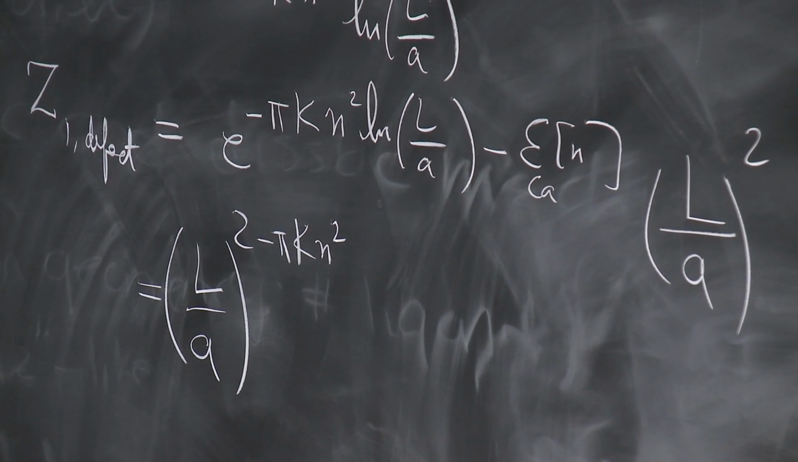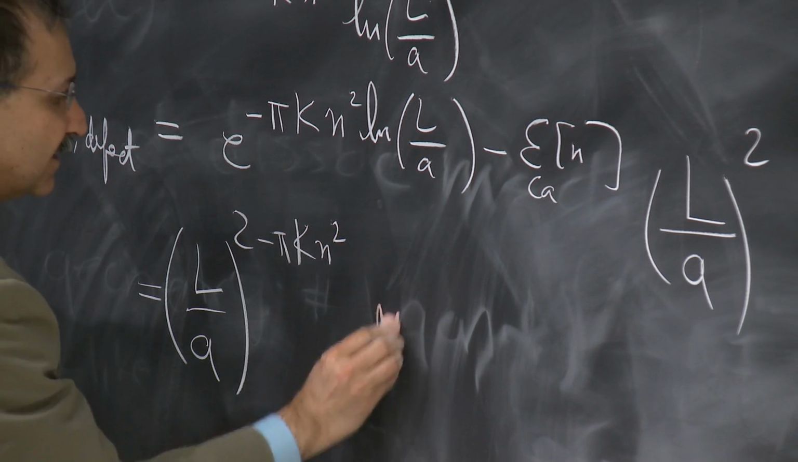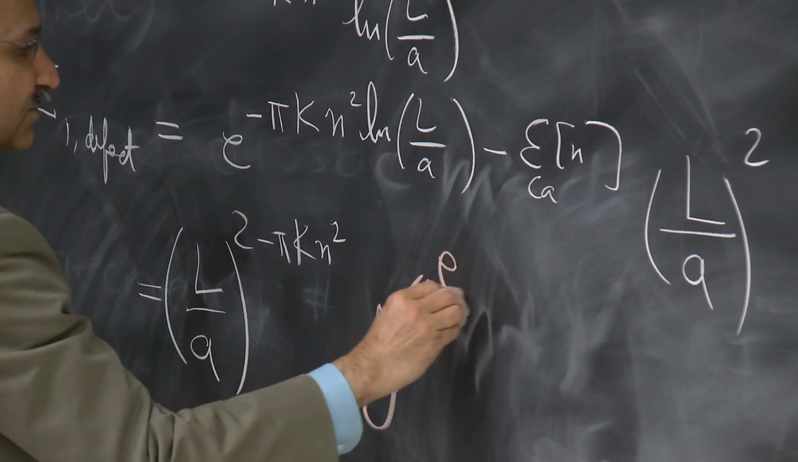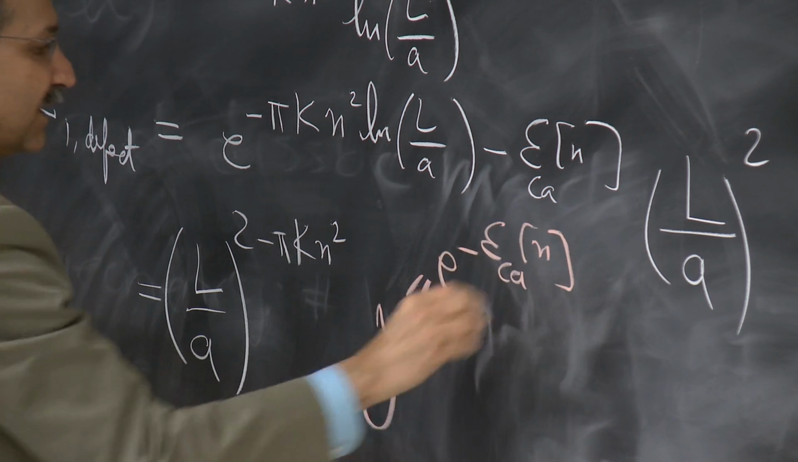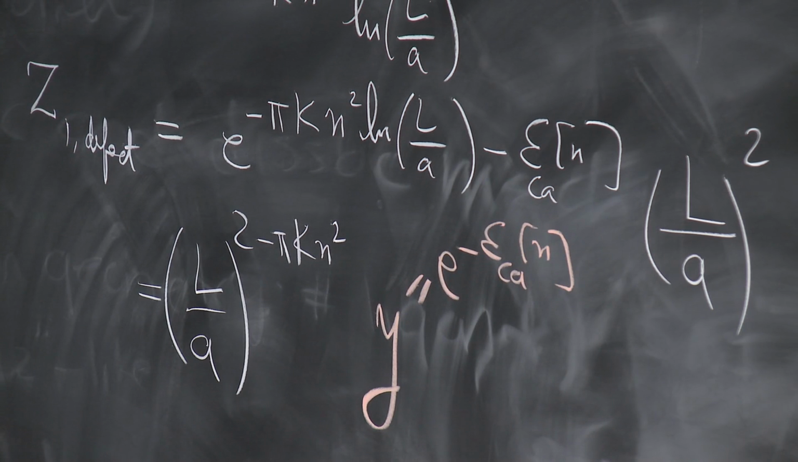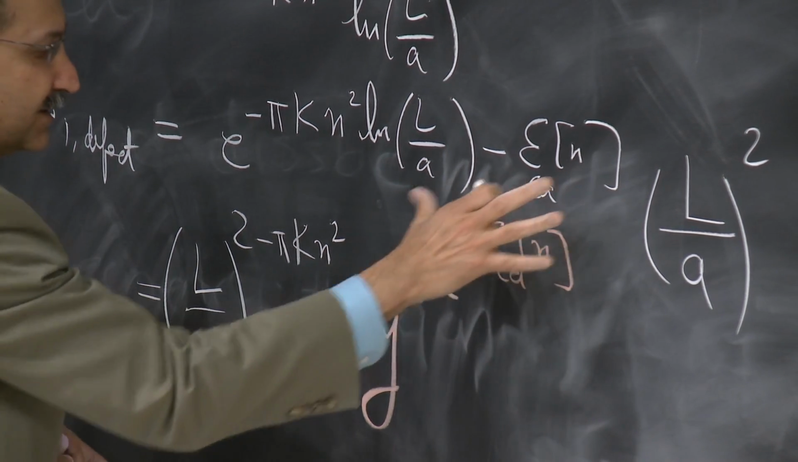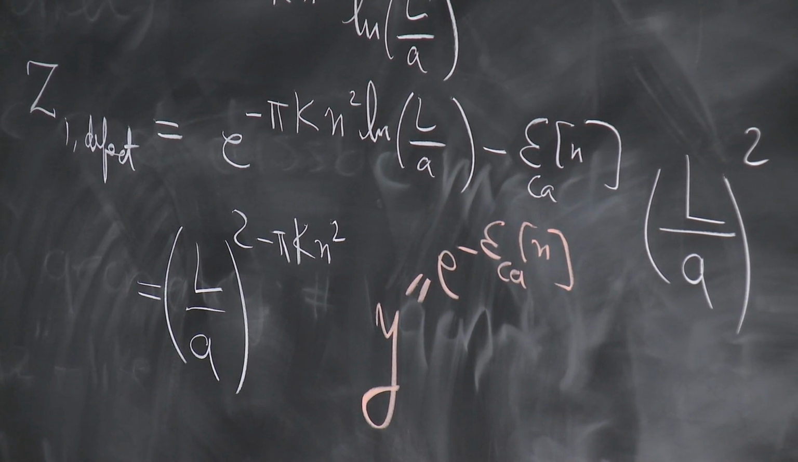And then there is this factor of e to the minus this core energy evaluated at the distance a that I will call y. Because again, in some sense, there is some arbitrariness in where I choose a. So this y will be a function of a. It will depend on that choice.